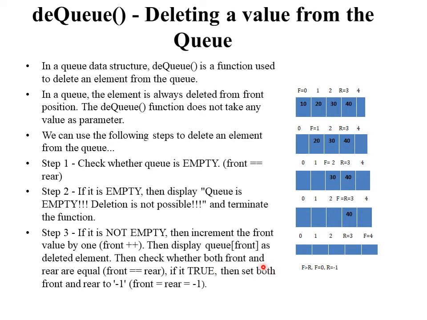Then check whether both front and rear are equal, because when it is equal, there are no elements left to delete. If it is true, then set both front and rear equals to minus 1, when f is greater than 0, and I am initializing f equals to 0 because I am reusing this value. Otherwise, if I do not declare this, these 4 spaces get wasted.